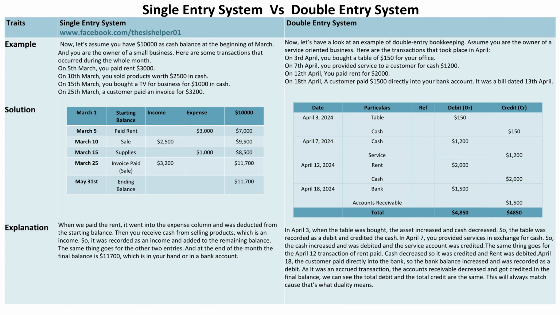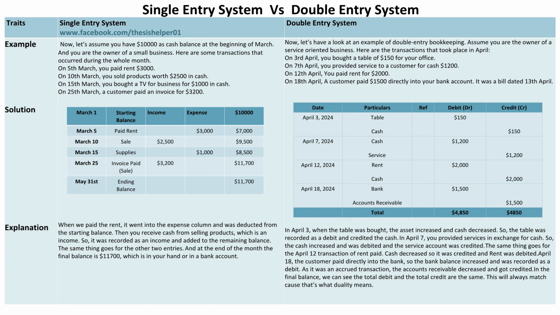The same thing goes for the April 12 transaction of rent paid. Cash decreased so it was credited and rent was debited. On April 18, the customer paid directly into the bank, so the bank balance increased and was recorded as a debit. As it was an accrued transaction, the accounts receivable decreased and got credited.